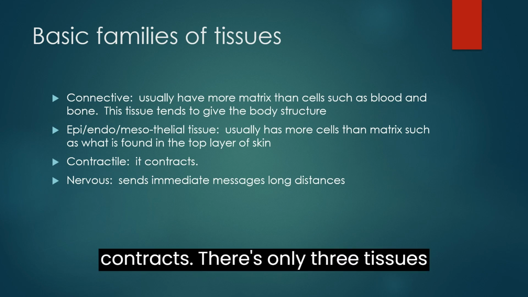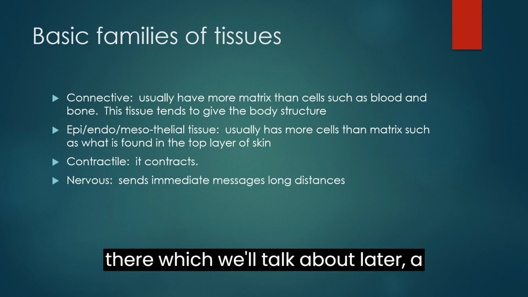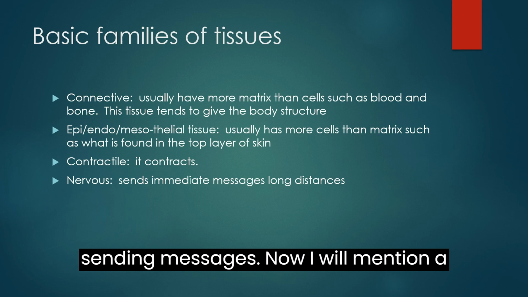Contractile, it's a tissue that contracts. There's only three tissues there, which we'll talk about later. And nervous tissue, it's tissues that are sending messages.